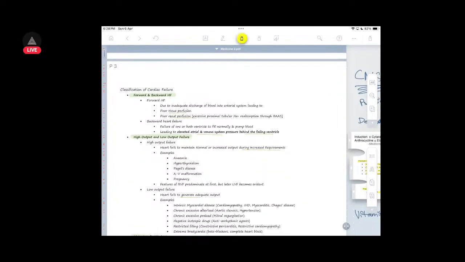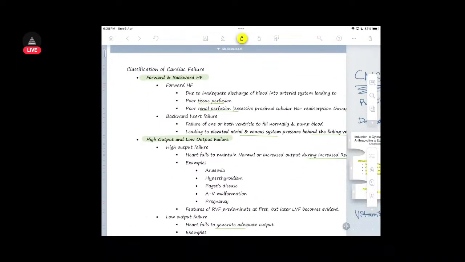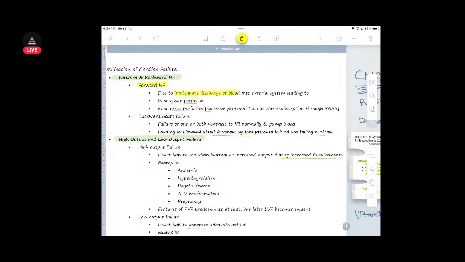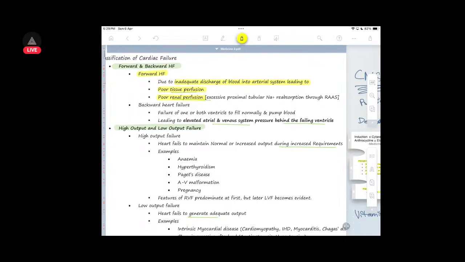Okay, moving on, classification of cardiac failure. You have forward and backward heart failure. Forward heart failure is due to inadequate discharge of blood into the arterial system, leading to poor tissue perfusion, poor renal perfusion. Backward heart failure is failure of one or both ventricles to fill normally and pump blood, leading to elevated arterial and venous system pressure behind the failing ventricle.